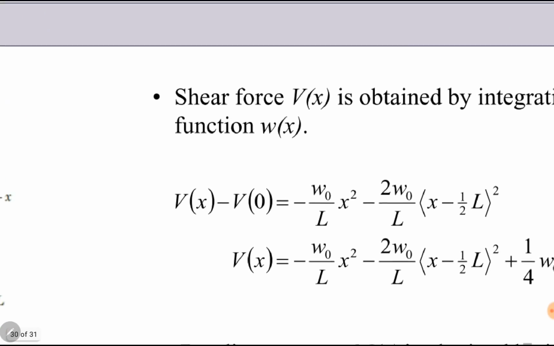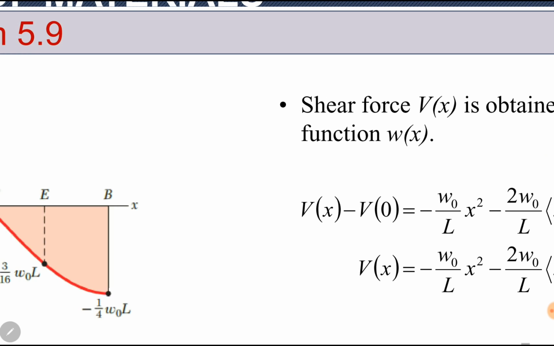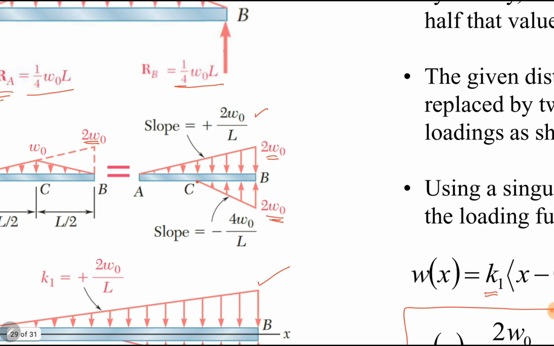So it will be minus K1 by 2 x minus 0 power 2 minus K2 by 2 x minus L by 2 power 2. For the upper load, A is equal to 0. For the bottom load, A is equal to L by 2. Okay. By putting the values of K1 and K2, x minus 0 means x, and x power 2 is x square. This term will simply become x square. K1 is equal to 2 W naught over L, and K2 is equal to minus 4 W naught over L.